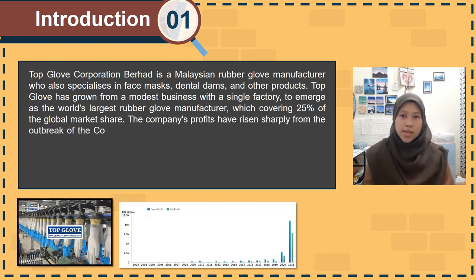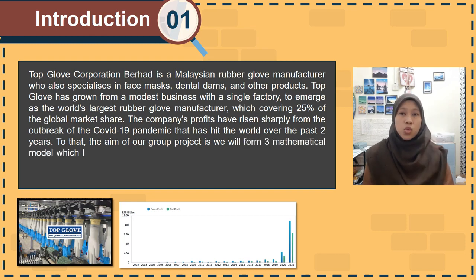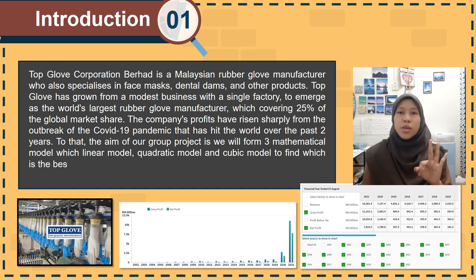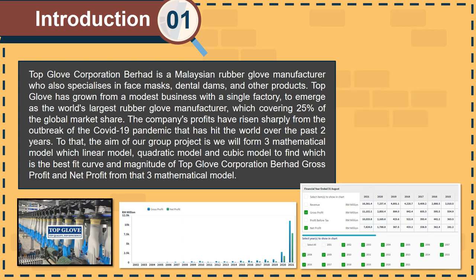The company's profits have risen sharply since the outbreak of the COVID-19 pandemic that has hit the world for the past 2 years. The aim of our group project is to form 3 mathematical models, which are the linear model, quadratic model, and cubic model, to find the best fit curve and the magnitude of error for Top Glove Corporation Berhad's gross profit and net profit from those 3 models. So, let's go.